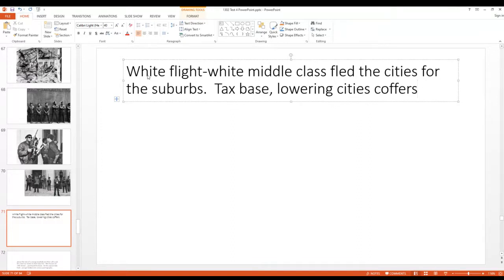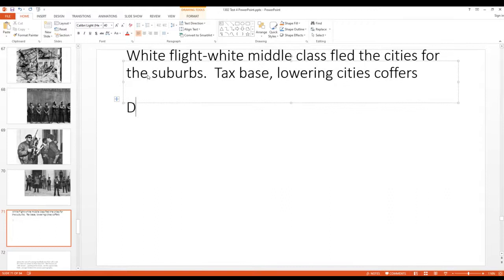And we're still living with that today as these areas find it difficult to attract middle class. It's difficult for them to attract any type of industrial work, anything that provides solid middle class jobs.